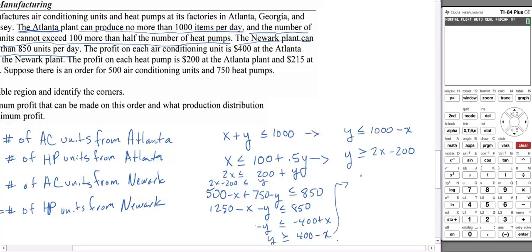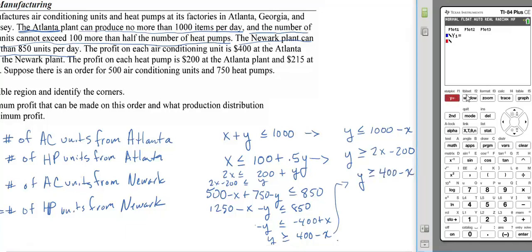So again, putting these all in one nice place to get into the calculator. And here we go. Go to the equation editor. Let's fix the shading first. We want to shade below on this one, and the inequality will be 1000 minus x. And for the second inequality, I'm going to shade above. Y is greater than 2x minus 200.